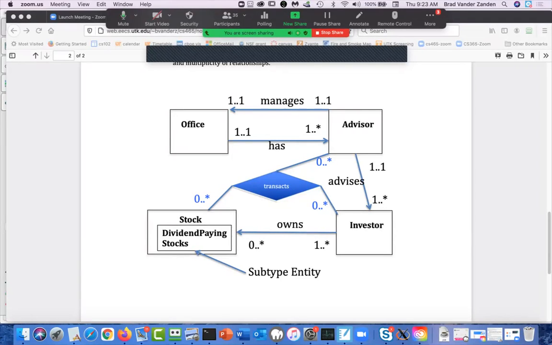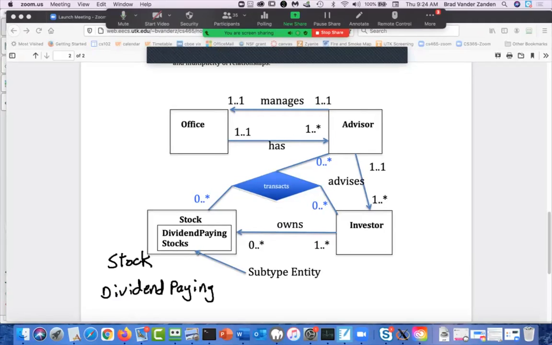That's perfectly fine. Or another way to do it is to define 2 entities, a stock and a dividend paying stock. The dividend paying stock would have a ticker indicating the stock that pays the dividend and the dividend amount.